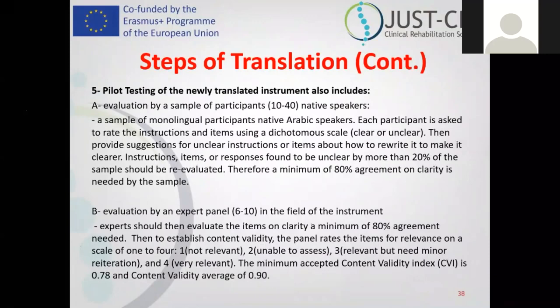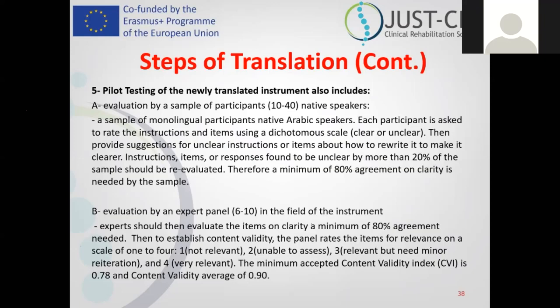Then the second step of pilot testing is done through an expert panel of 6 individual experts in the field of the instrument. So, for example, we bring, let's say, 3 occupational therapists and 3 physical therapists, and we ask them to evaluate the items on clarity as well, and a minimum of 80% agreement is needed.